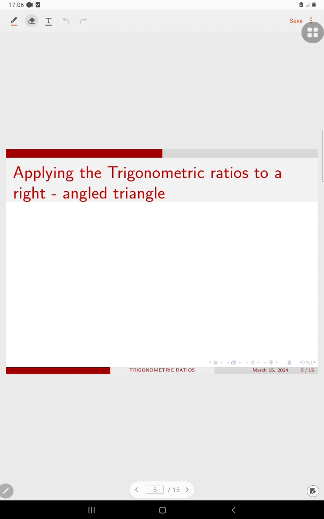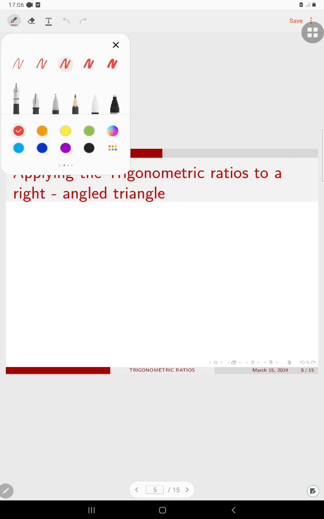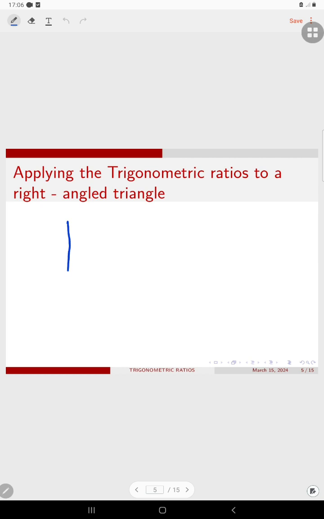Right. So let's look at some examples. Can you identify the opposite, adjacent, and hypotenuse for me? Assuming we have this right angle triangle, let me put theta here. Theta can be any value, which is an angle. Let me call this side A, this side B, and this side C. How do we link adjacent, opposite, and hypotenuse to this?